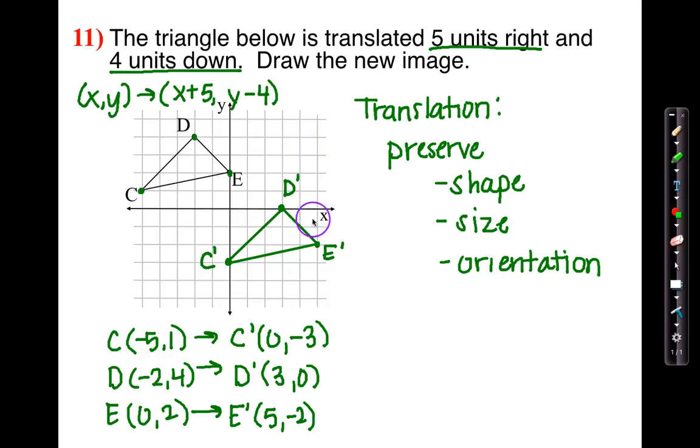So notice there's different ways of going about this. Using the graph and following the instructions is really nice. But if you're only given ordered pairs, you've got to understand how the coordinate rule could be used to give those new images of c prime, d prime, and e prime.